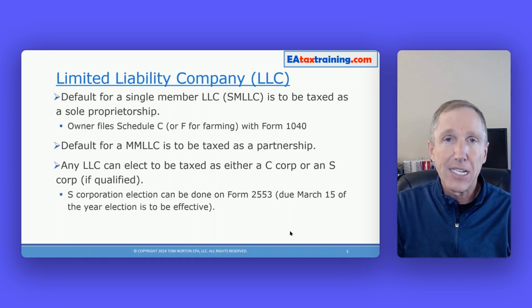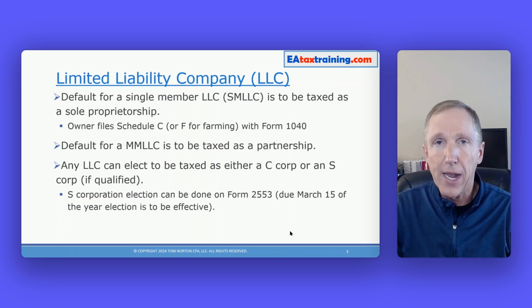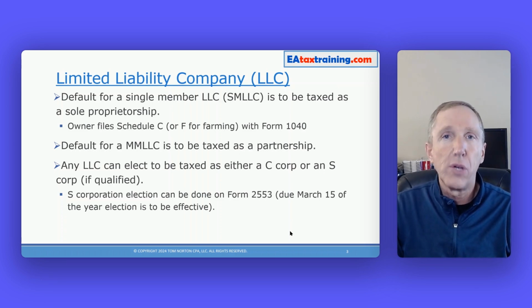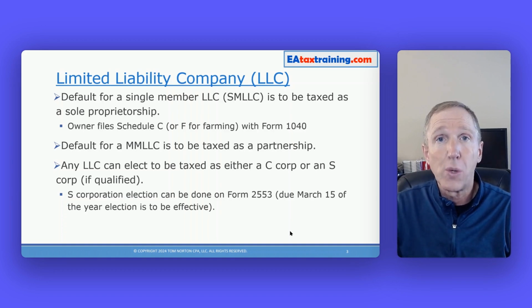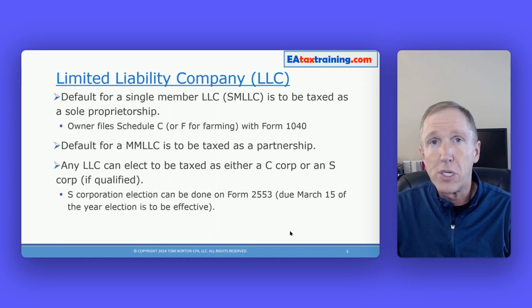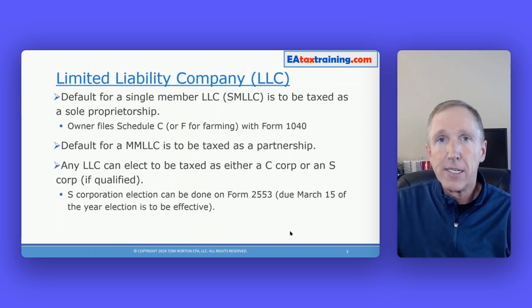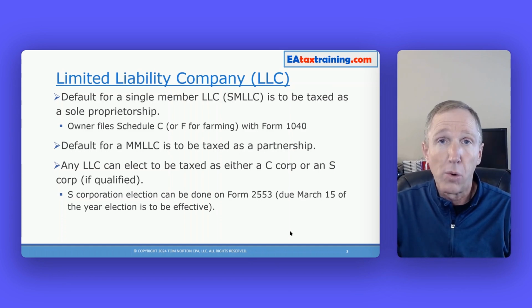You make that S Corp election by filing Form 2553 with the IRS. And you have to do this early in the tax year. So, for example, if you want the S Corp election to be effective for the tax year of 2025, you have to file it by March 15th of 2025. You don't get to wait until the end of the year and see how much money you make and then decide whether or not you want to be an S corporation.